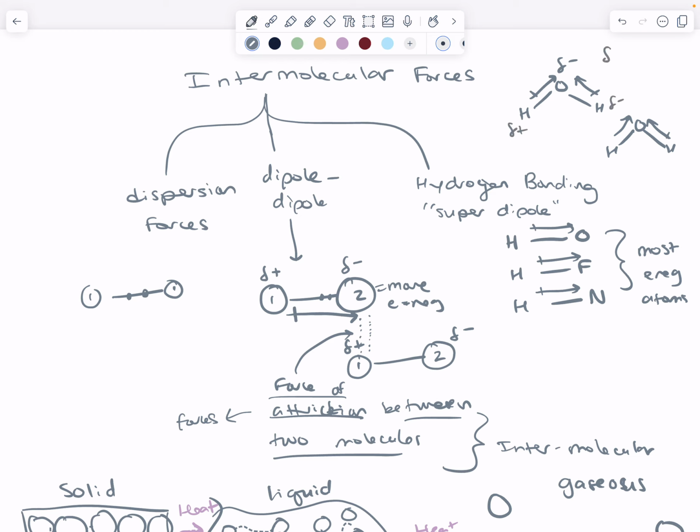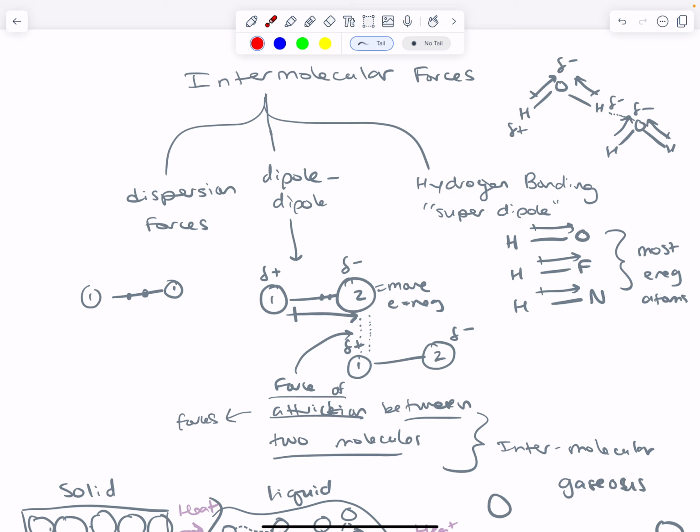This little delta means partial, by the way, partial positive. It's so negative on one side and so positive on the other that one positive side is going to be really strongly attracted to the negative side of the other water molecule. And it starts to become unclear, really: is this hydrogen still bonded to this oxygen, or is it starting to be bonded to that oxygen?